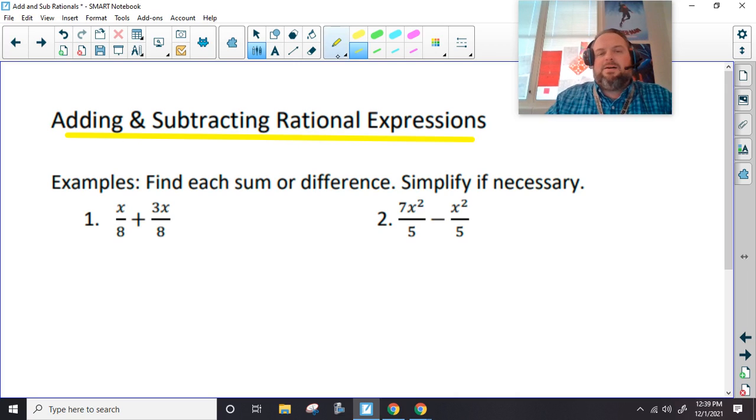Okay. Now, a lot of this goes back to a lot of our original fraction rules. When you add or subtract, you have to have a common denominator. That kind of makes sense.